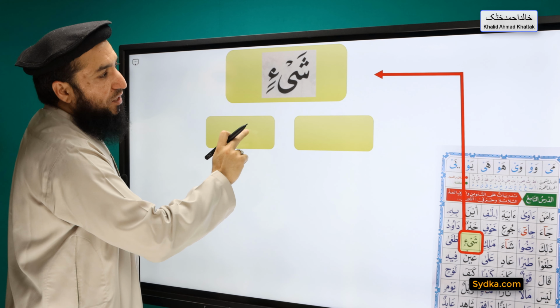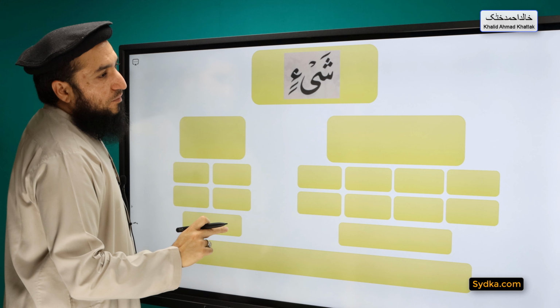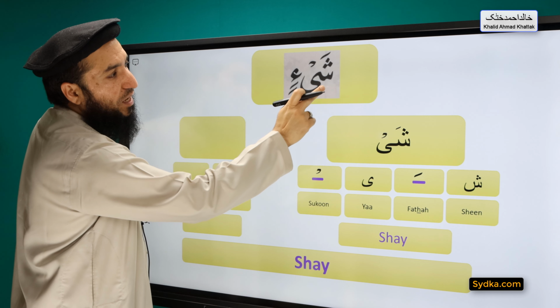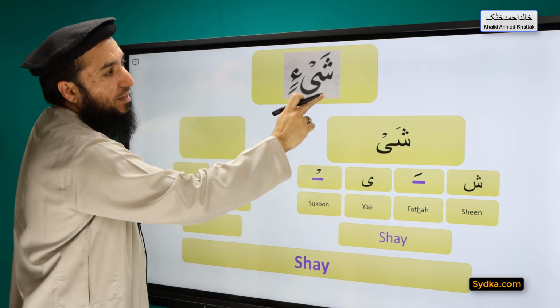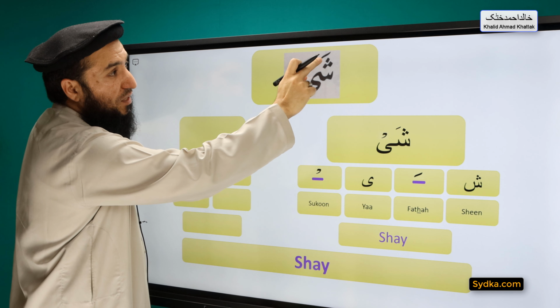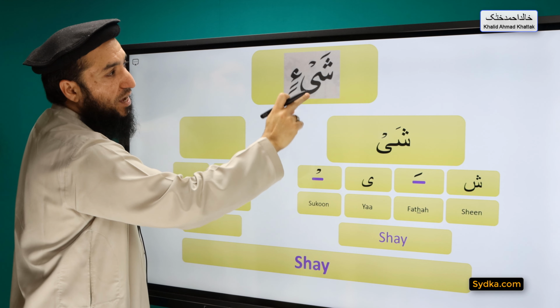The next word we have is Shay'in. It can be divided into 2 syllables. So the first syllable we have is Sheen Fatha Ya Sakoon. Shay. And Sheen is a light letter, it has Fatha on top of it, it is followed by Ya, and Ya has a Sakoon.